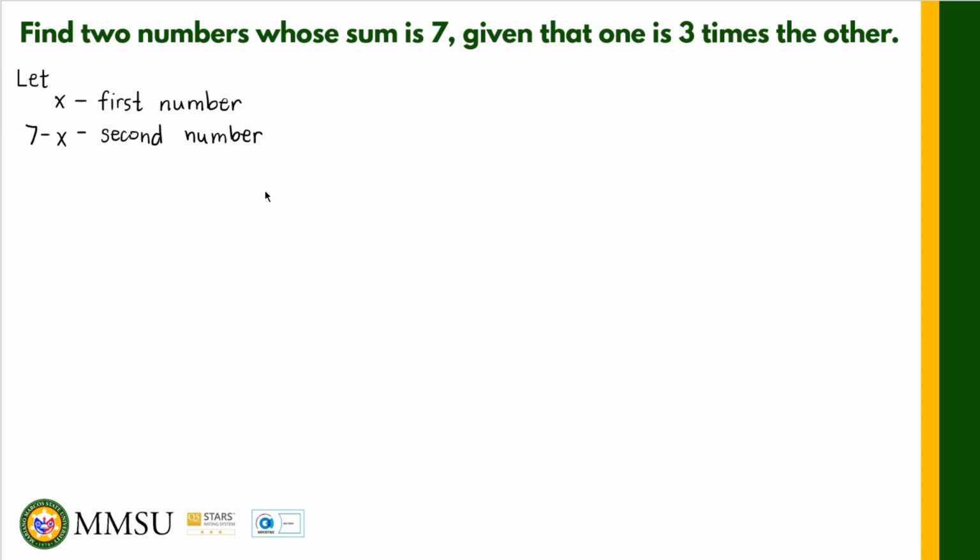Okay, and we shall use the second statement to come up with our equation. The second statement says 1 is 3 times the other. So, yung una is 3 times the second. So, in equation, that is x is equal to 3 times the second number, which is 7 minus x. Itong equation na to came from the second statement saying that the one is 3 times the other. So ito na yung equation natin.